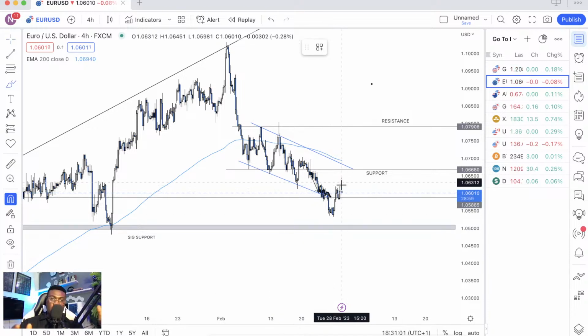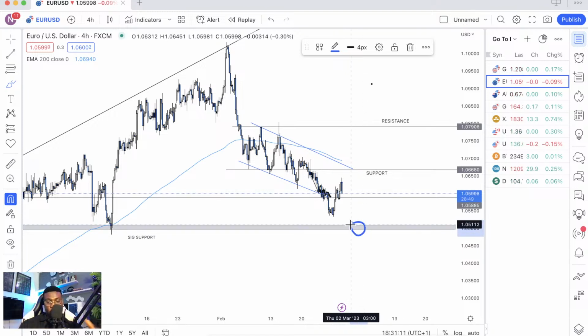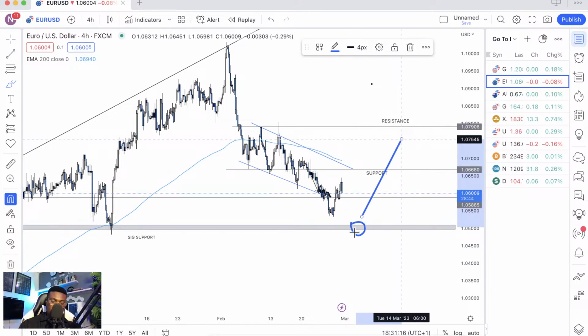So remember, guys, on Euro Dollar, there's still possibility that we can get here. This is a good spot to look for buy opportunities for the market to pull back, right? And then you hop on your buy trades.